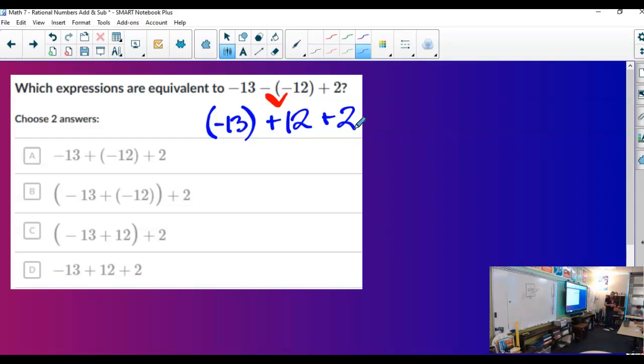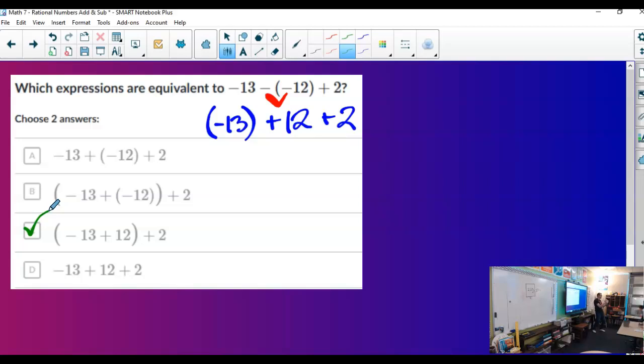Reese, tell me something. You can tell me an answer. Tell me something. You think C works? So 13 is negative. 12 is positive. 2 is positive. Which property did C actually use since it grouped it? Check back on your paper if you need to. Which one used those parentheses?